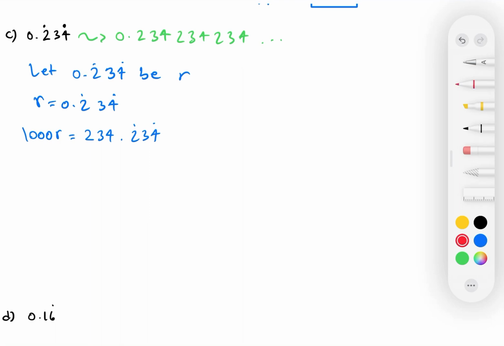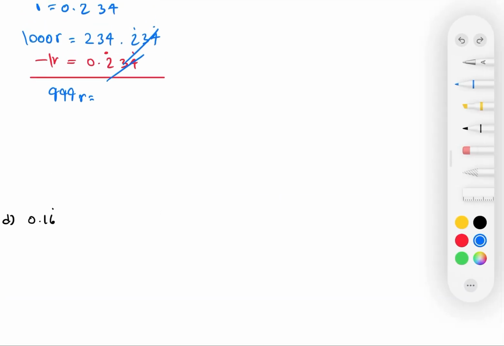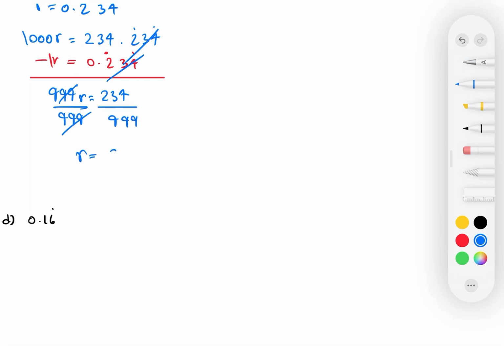The next step is to subtract r, so that way I can get rid of the repeating part. So 0.234 dot dot. Draw the equality. So this one and this one cancel out. 1000r minus 1r would give me 999r, which is equal to 234. The next step is to divide this side by 999 so that you get r alone, but if you do something to this side, once again, you should do the same to the other. So r is equal to 234 over 999.